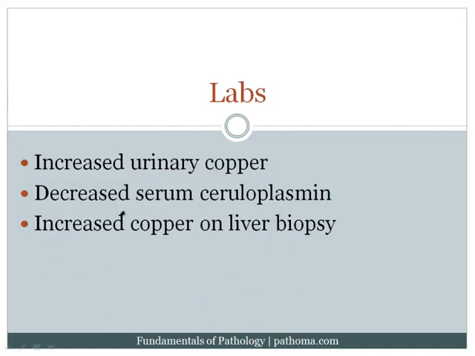Now, on laboratory exam, there will be an increased urinary copper. Some of the copper in the serum will actually leak out into the urine. There'll be decreased serum ceruloplasmin. Again, we don't have the ability to put copper into ceruloplasmin, and so therefore we won't have as much ceruloplasmin floating around within the blood. And finally, there'll be increased copper on liver biopsy because copper can't be put into the bile.